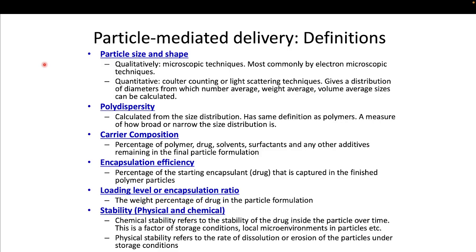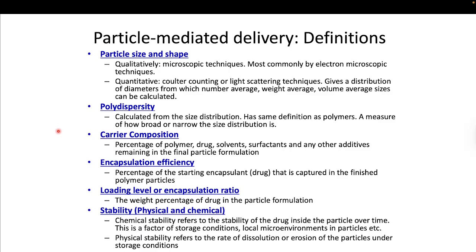And this can be done using light scattering techniques. They also give you the size distribution, which is the next point, the polydispersity. It is calculated from the size distribution. It tells you what is the size distribution of your particles. Are most of the particles of the same size, or is there a lot of variation in the sizes of your particles?